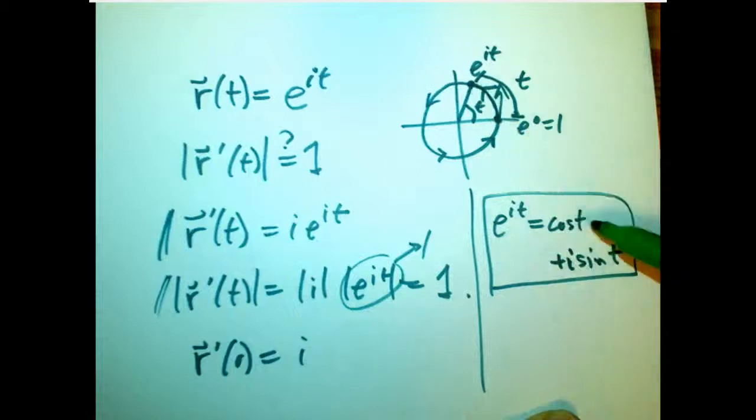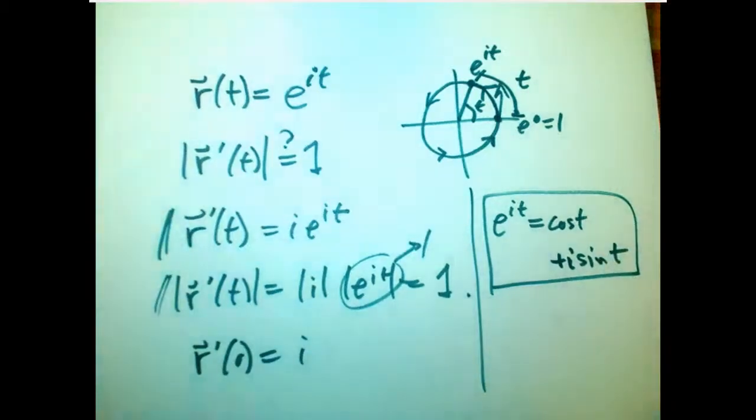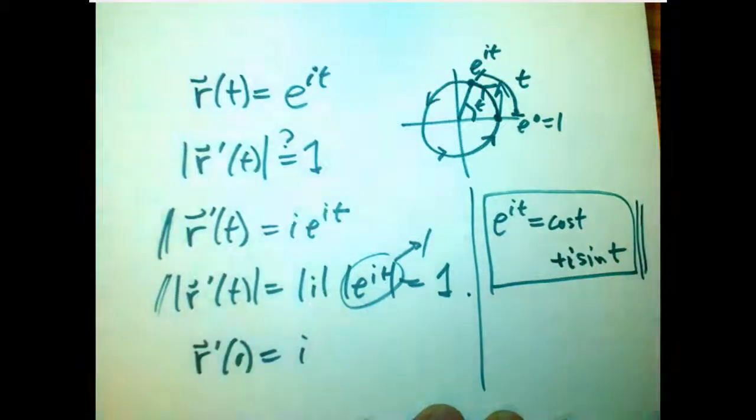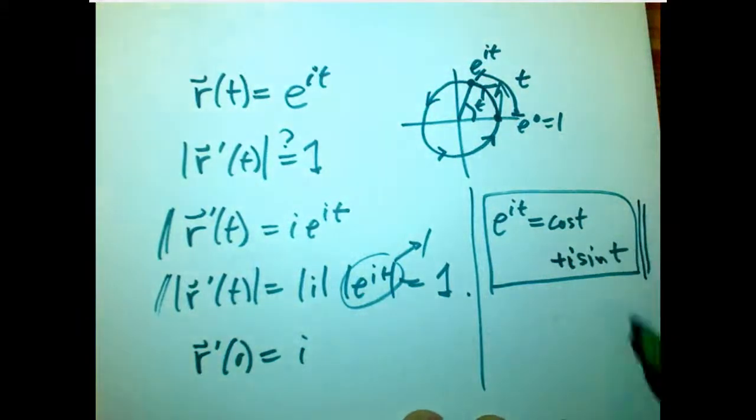And what the heck is rotation? It's just cosine t plus i sine t, because these are just the x and y coordinates, the horizontal and vertical coordinates on the circle. I know it took a while for us to lead up to this, but it really isn't that weird that this is a true fact.